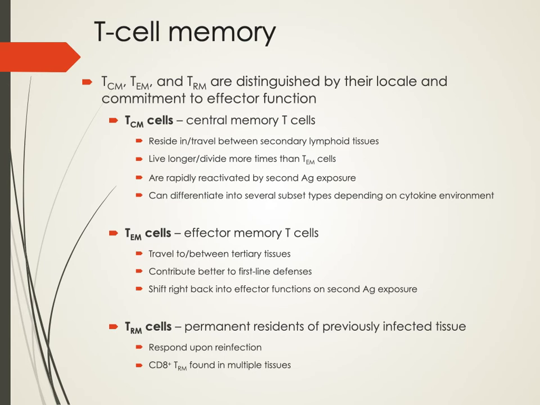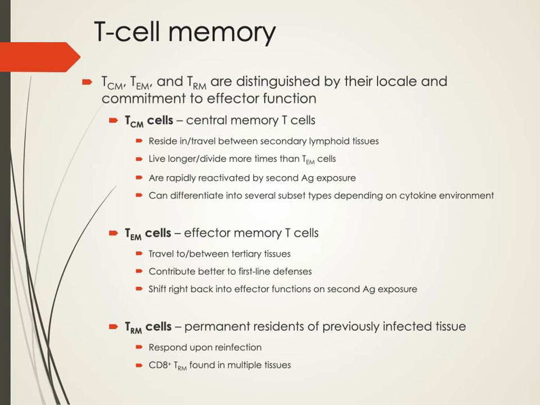Our effector memory cells are going to be traveling from tertiary tissues, so sites where we might actually have infections occurring. They contribute a bit to the first line of defense because they have a potential rapid response, since they're more on scene, if you will. They are able to shift back to an effector function, but they can't really become different subsets. They only can do effector function after a secondary exposure.